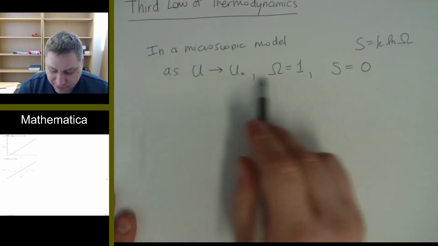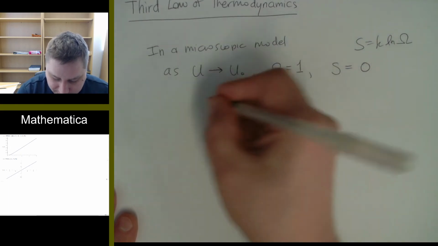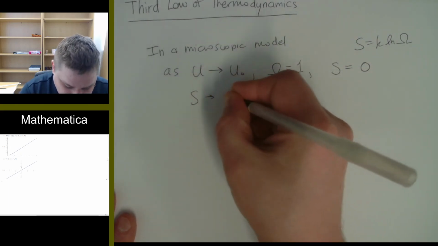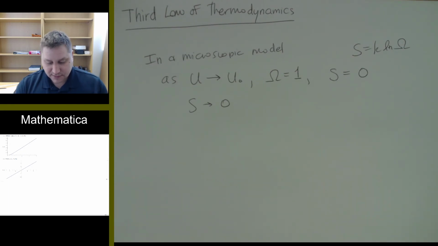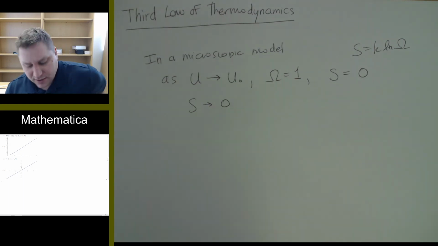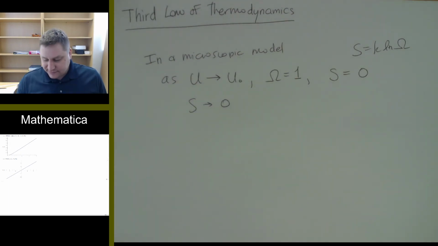Okay, so as U approaches its minimum, the entropy of the system approaches 0. All right, and that is one way of stating the third law of thermodynamics. Now, there's a little bit more that we could say about this if we invoke the concept of temperature.